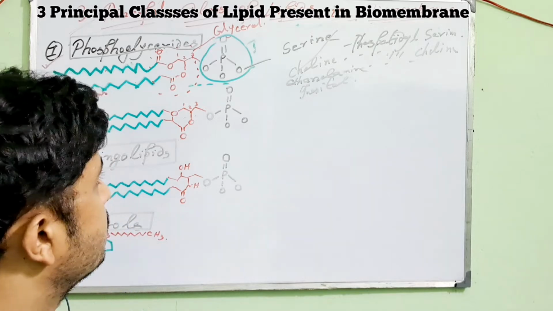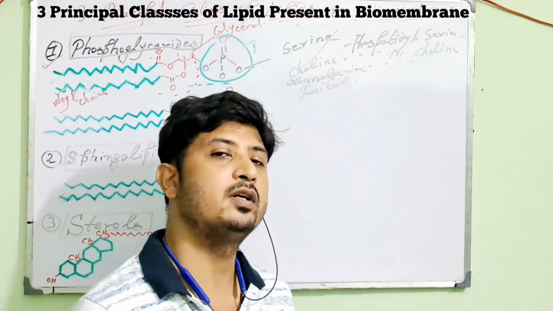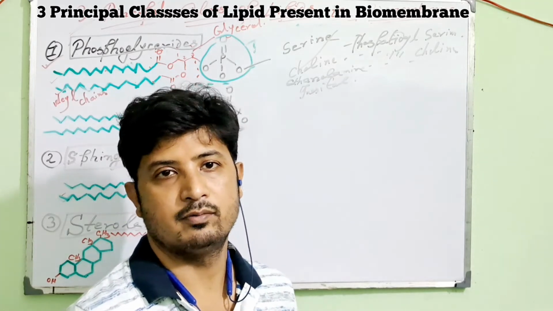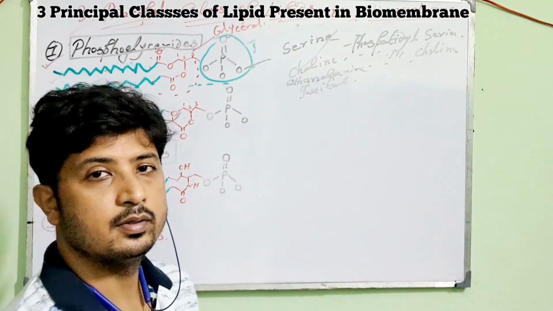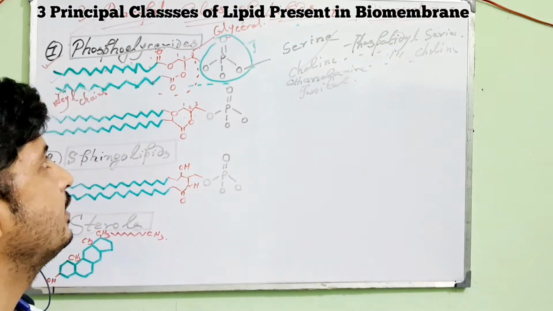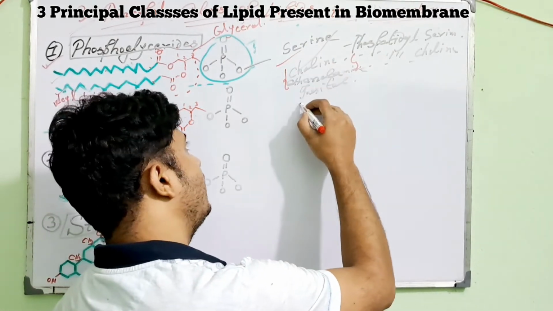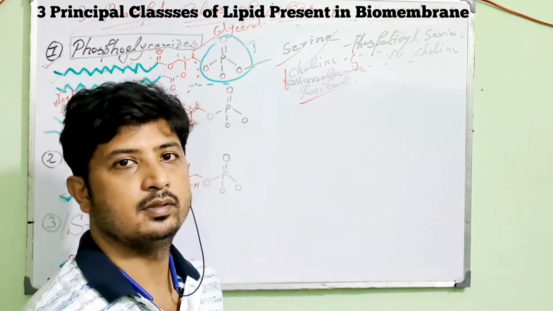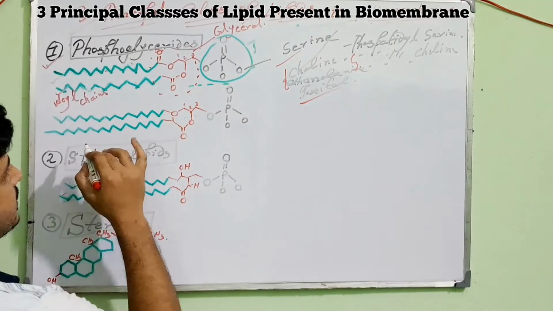So here one important thing, this phosphatidyl choline is the most abundant phosphoglyceride in the biomembrane. Very important for your MCQ questions. So phosphatidylcholine is most important. And one more thing I want to say, this serine and inositol carry a single negative charge. Remember that.